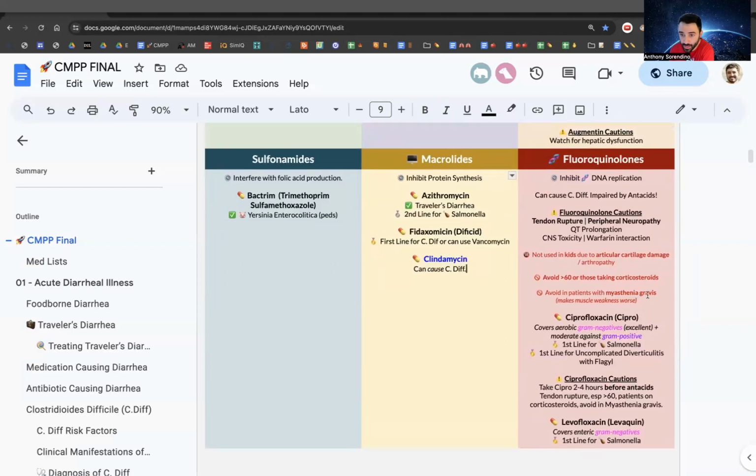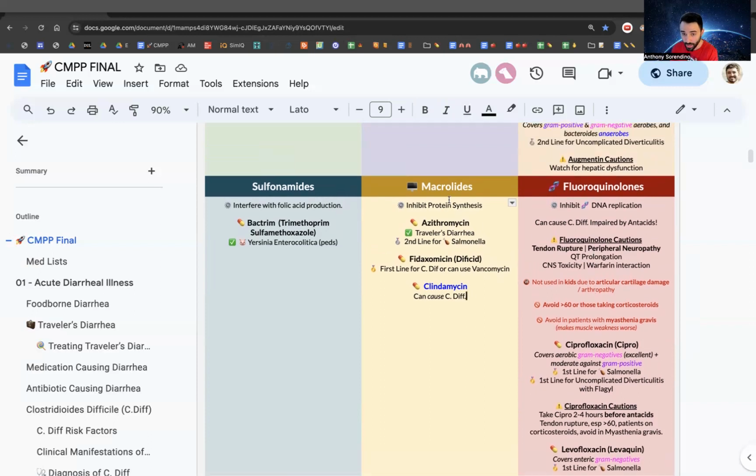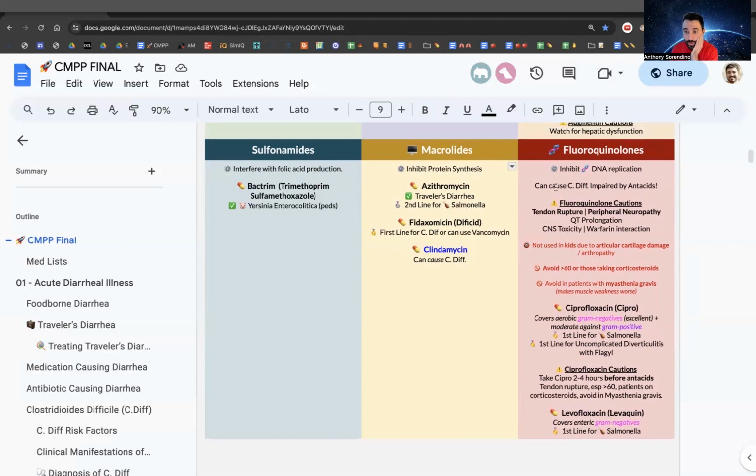All right, last but certainly not least are our fluoroquinolones. These inhibit DNA replication. This, as well as macrolides, specifically clindamycin, cause C. diff. So again, the bottom two right and the upper two right. All right, they can be impaired by antacids. General fluoroquinolone cautions: tendon rupture, we have peripheral neuropathy, QT prolongation, CNS toxicity, and warfarin interaction. I don't believe those last three were mentioned in this class, but we need to know them anyway for the final, so there they are.